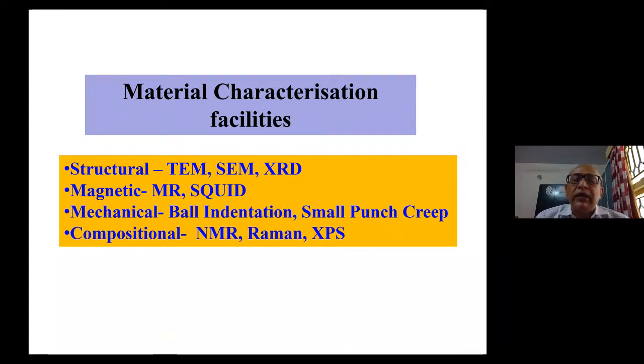And particularly the IGCAR center director has told me that they should be available for all these students. Therefore, these facilities are there. However, other facilities are also available, which are available in the Materials Science Group in IGCAR. So some of the characterization tools are also like that. We have these complementary tools, some of them the same as what is available in MSG. However, they are complementary. Like for example, I will take up one by one.